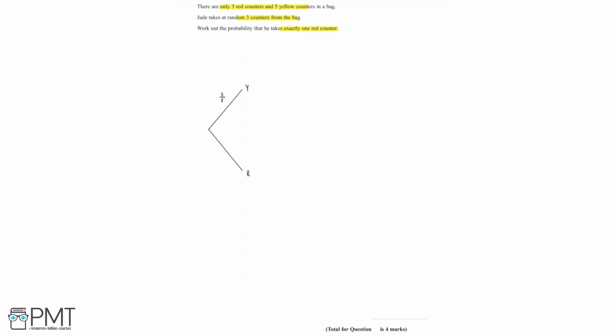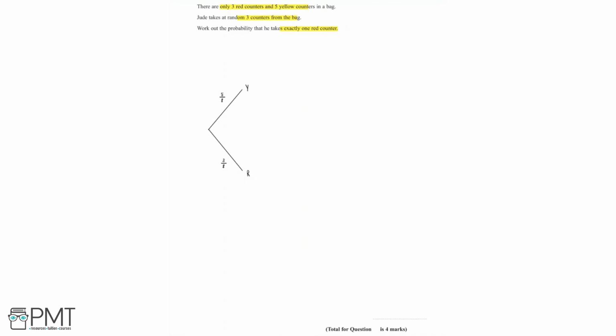And applying the same logic, we can say that the probability of choosing a red counter is equal to 3 out of 8. But now these probabilities only apply for the first time that he chooses a counter. We know that Jude takes 3 counters from the bag, and so each time he takes a counter, the number of counters in the bag decreases by 1.